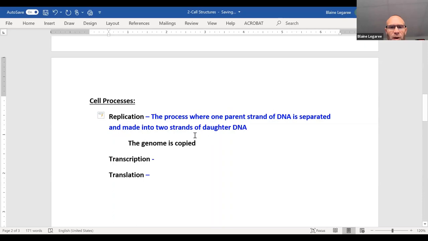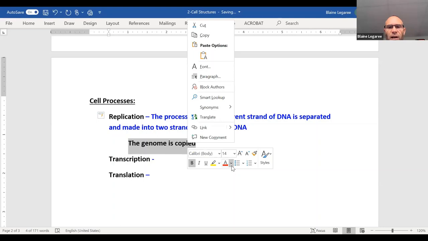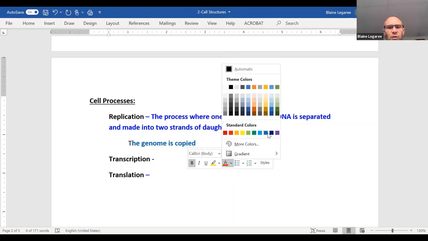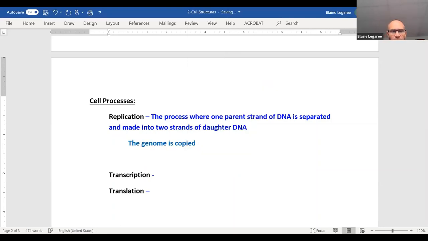My blue font disappeared. I was trying to just make it distinct on what's going on. Let's see here. I can change that to blue. The genome is copied. The principal enzyme is DNA polymerase. Okay, and I will underline that. It's a good thing to remember.